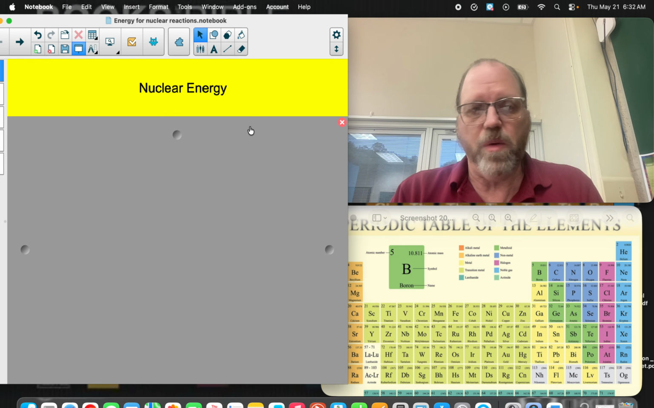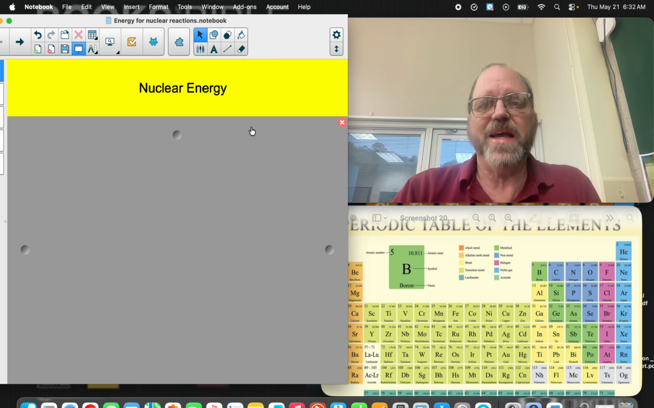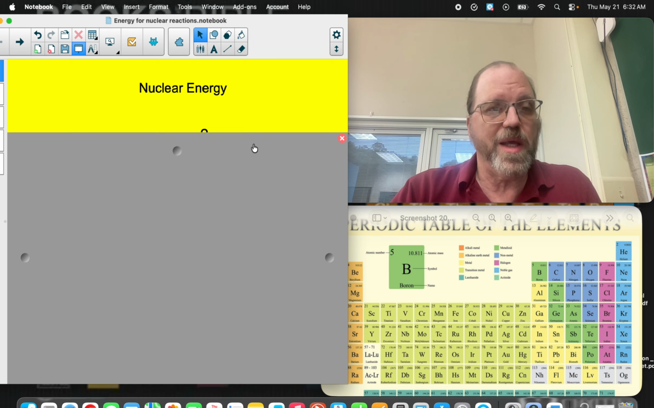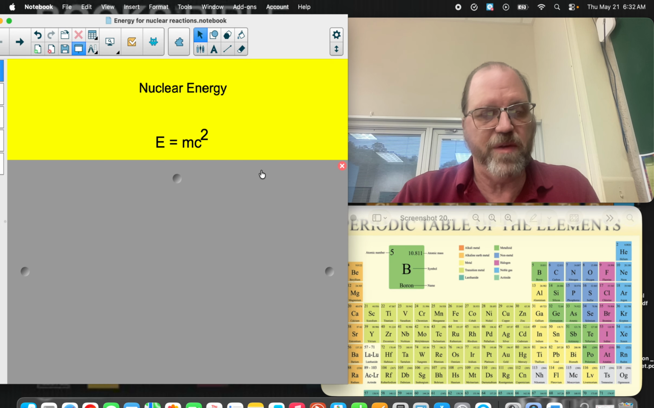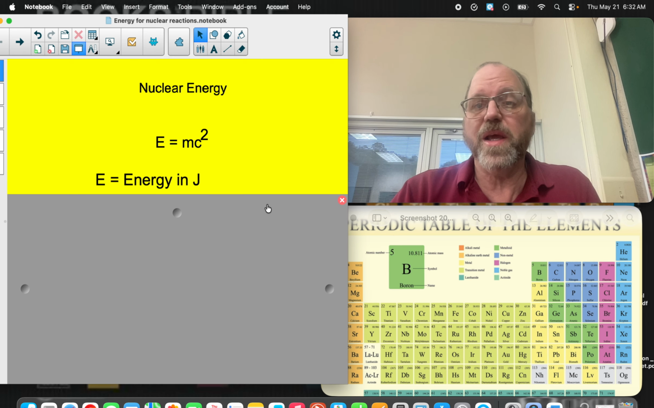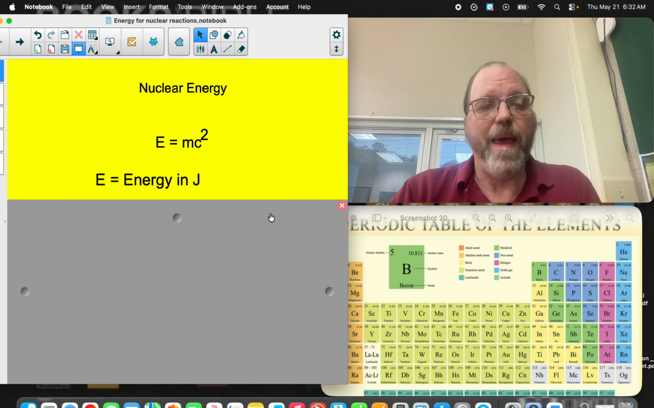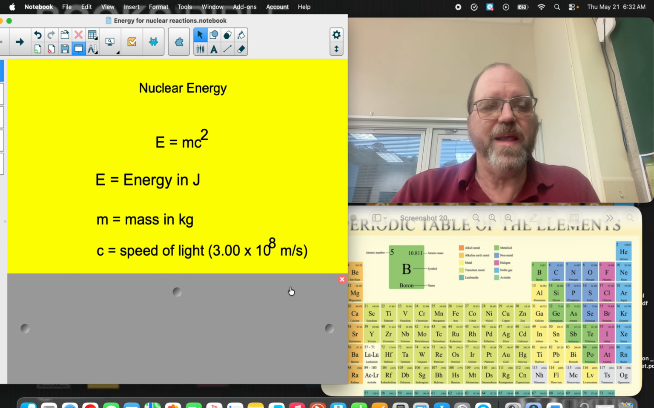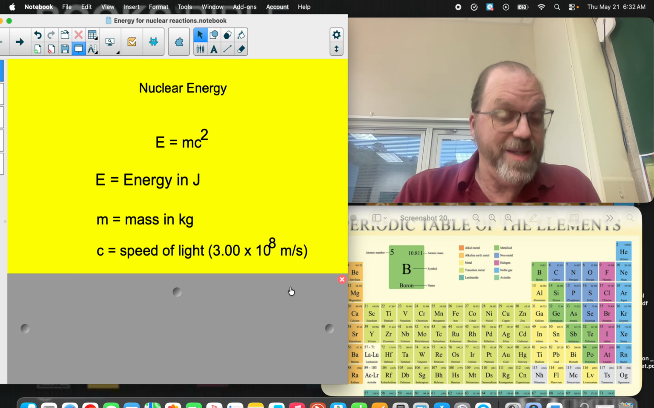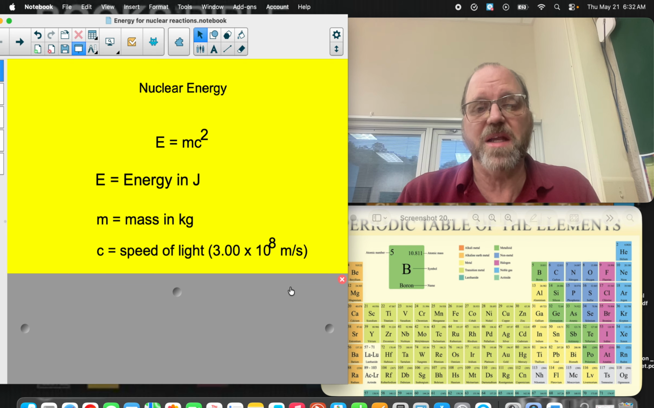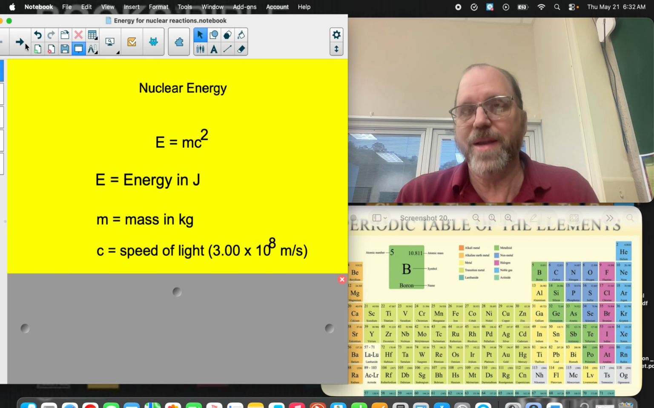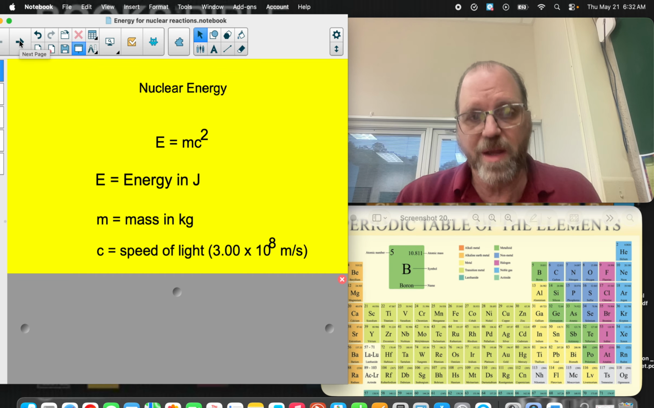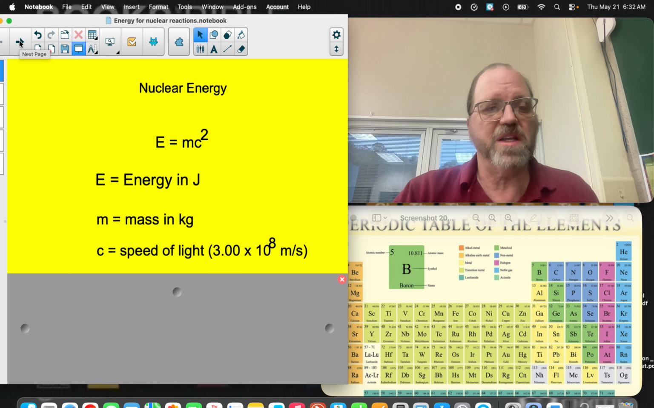This does take a little bit of work, so in order to do this, we're going to go back to Einstein's famous equation, E equals mc squared, theory of relativity, where E is the energy in joules, M is mass in kilograms, and C is the speed of light. C is a constant, 3 times 10 to the 8th. Now, the actual number is 2.98, but just to keep it simple, let's make it 3. And that's a constant, so it's infinitely significant.